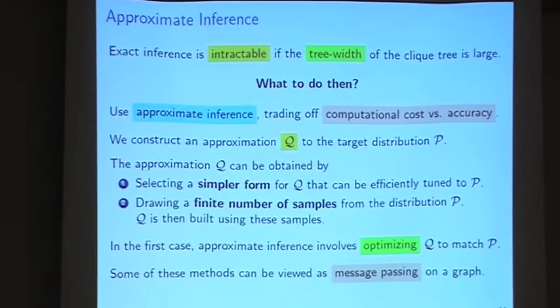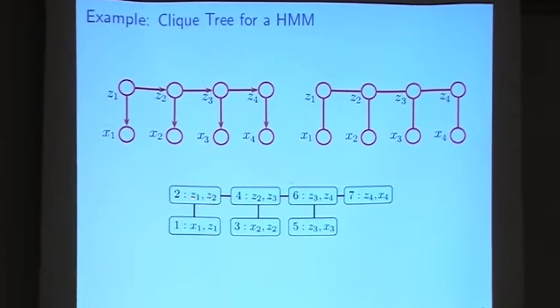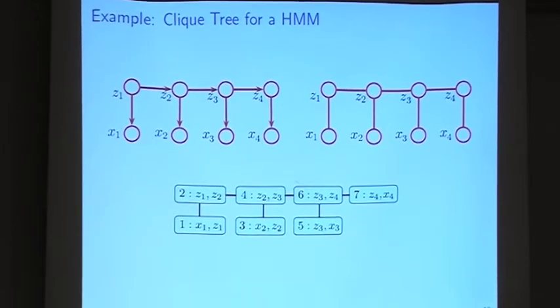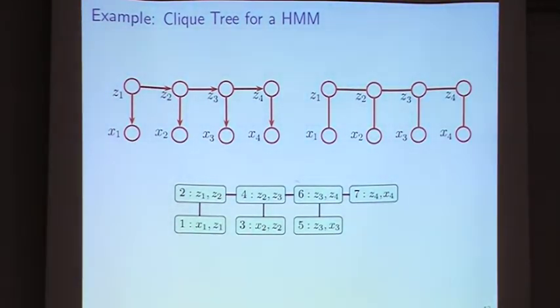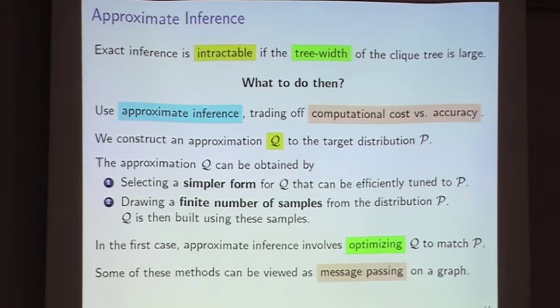For example, if I am interested in the marginal distribution of these two variables, Z1 and Z2, instead of working with the exact marginals, I'm going to assume that the marginal distribution of Z1 and Z2 factorizes, and I will try to find the factorized distribution that best matches that marginal. Another possibility is to draw samples from the exact distribution, and then construct the approximation using those samples.